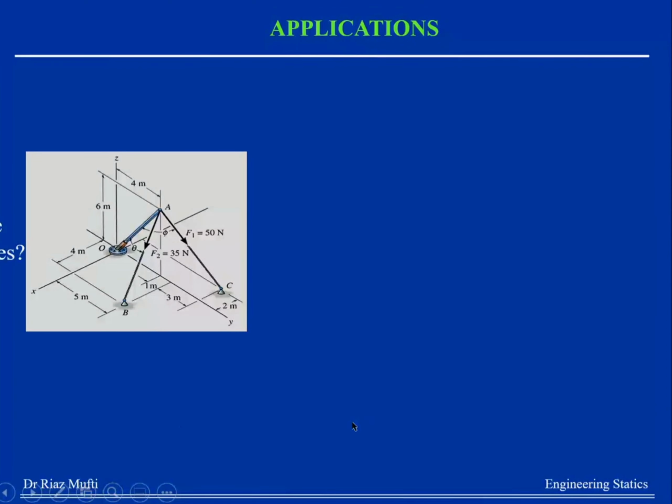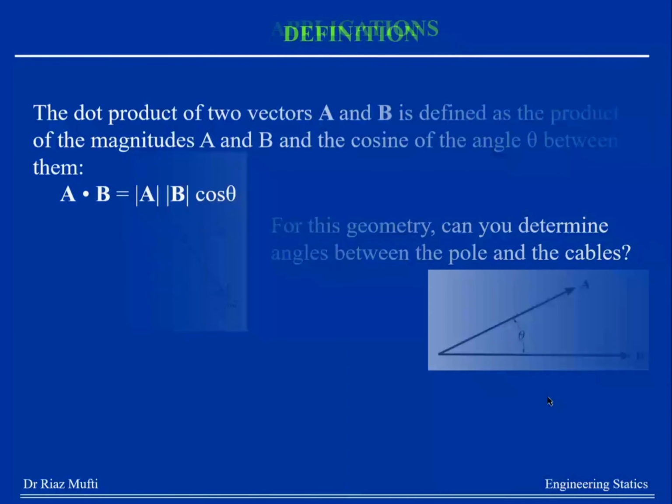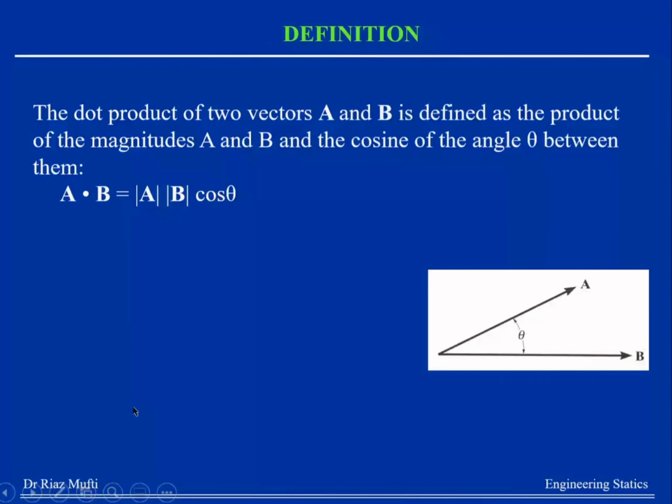Okay, so for this geometry, can you determine the angle between the pole and the cable? So basically, the angle between the pole and the cable, or the angle between the two cables. So that's the angle between the two axes. It's relatively very simple. I'll go through it. I guess you may have covered this in your college, but let me explain it.